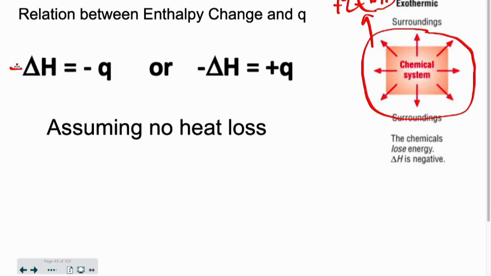So if your delta H is positive, that means you're dealing with an endothermic reaction, and your surroundings will lose energy. And if your delta H is negative, which means we're dealing with an exothermic reaction, your surroundings will gain energy.